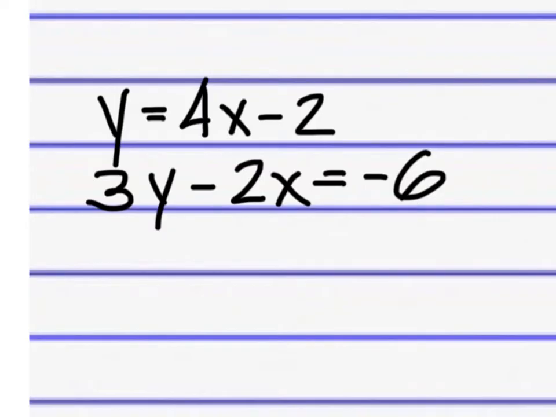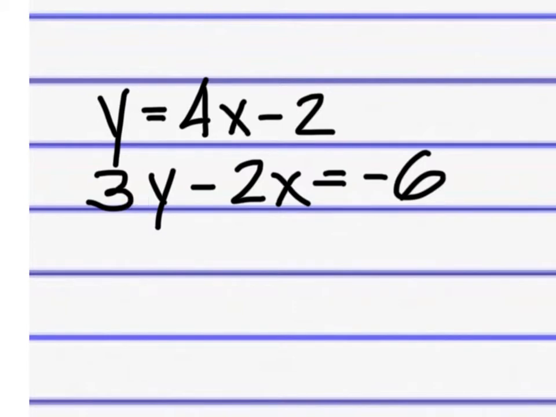y equals 4x minus 2 and 3y minus 2x equals negative 6. Things to watch out for here are the following. A variable that is by itself. If you see a variable completely by itself and equivalent to some expression, that means you're going to insert this expression in for this variable in the other equation. 4x minus 2 will go in place of y in the other one.